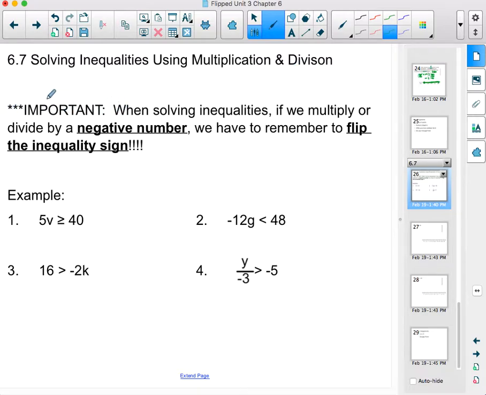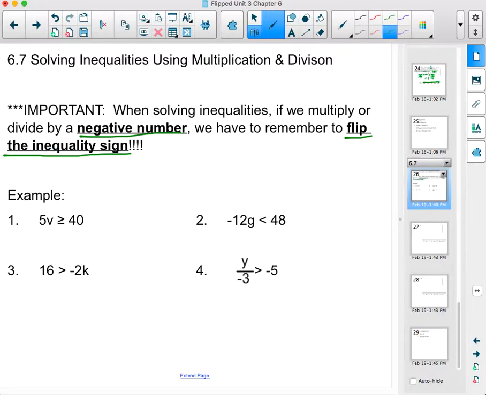Here's your big important note. This is part of your note packet. It says when solving inequalities, if we multiply or divide by a negative number, we have to remember to flip the inequality sign. This is one of those goofy rules that we have to remember, and it's not a hard thing to do. It's literally just hard to remember at times.